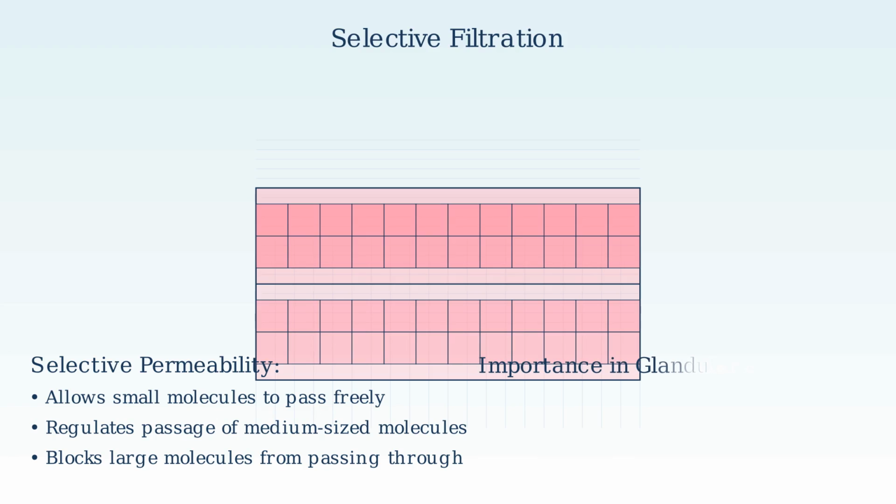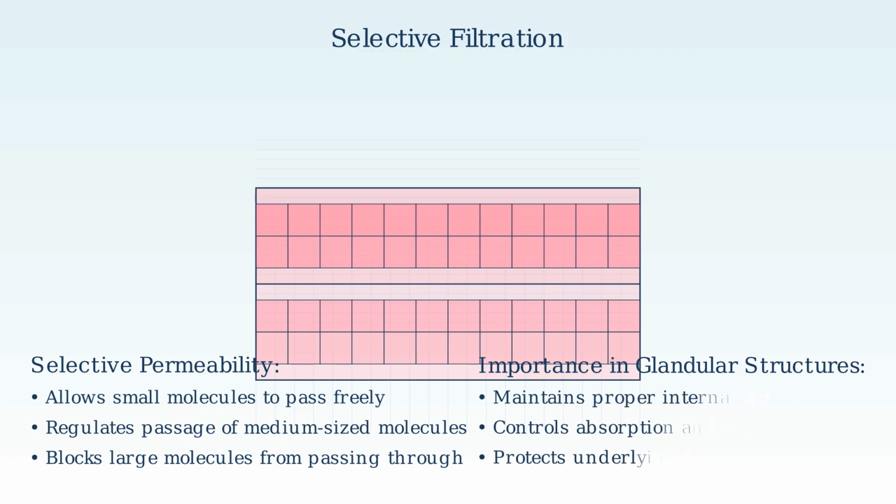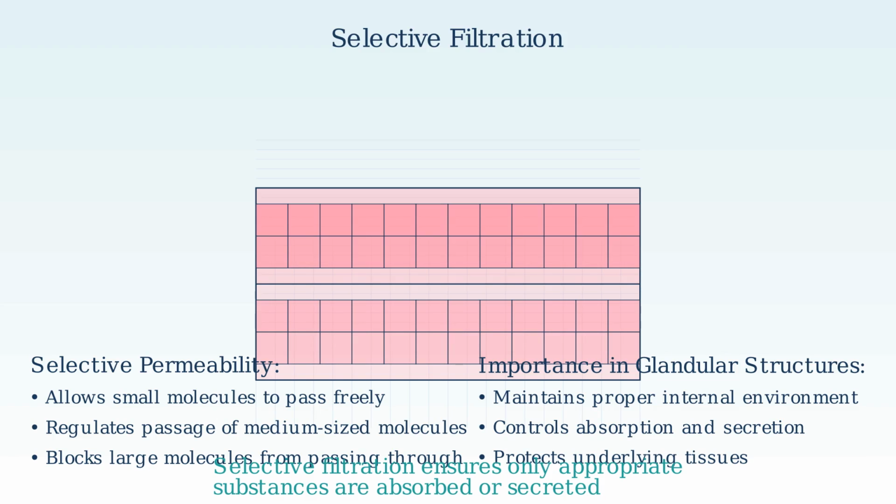In glandular structures, this selective filtration is essential for maintaining proper internal environments. The selective filtration property of stratified cuboidal epithelium ensures that only appropriate substances are absorbed or secreted, protecting the underlying tissues.